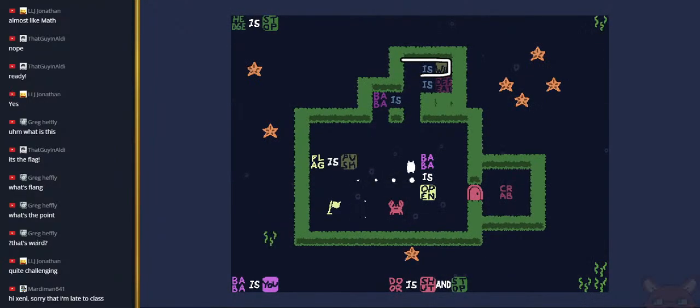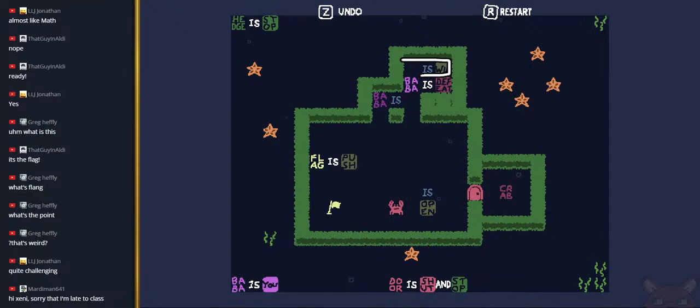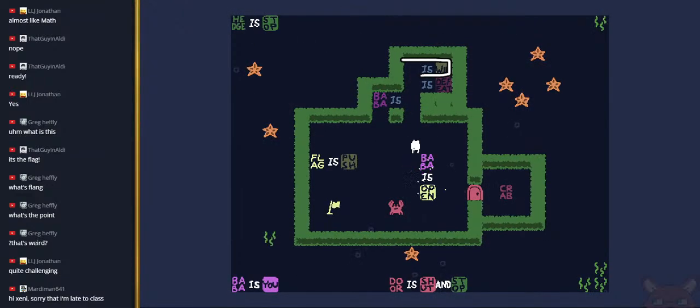Let's test out the property of defeat first. Can we simply make Baba is win? No, because an object that is defeat and an object that is you that are on the same tile causes you to be defeated. Same way as win.